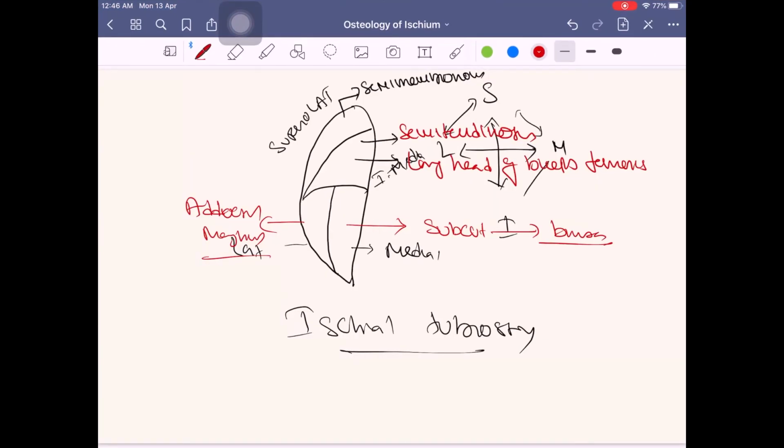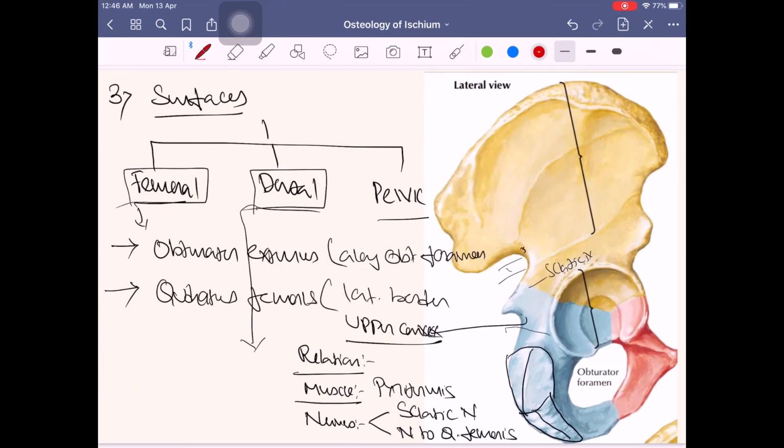So this is our ischial tuberosity. So we have done ischial spine, lesser sciatic notch, and now we are doing the surfaces. There in the surfaces we have done femoral surface, where we have seen these two muscles. Then we have done dorsal surface, where we have seen the upper convex part related to the muscle and nerve, and lower groove part related to the tendon. And here only the lower continuation we have seen, our ischial tuberosity with the muscle and the bursa.